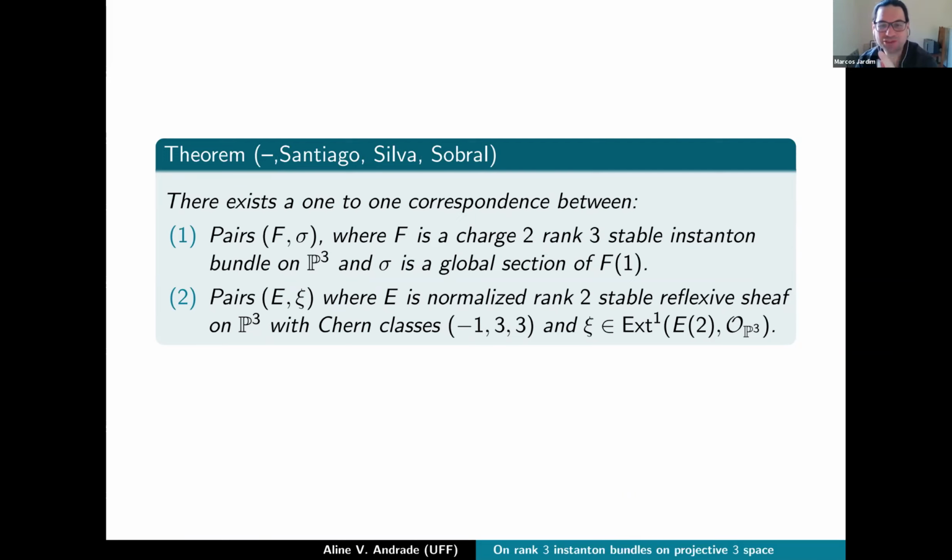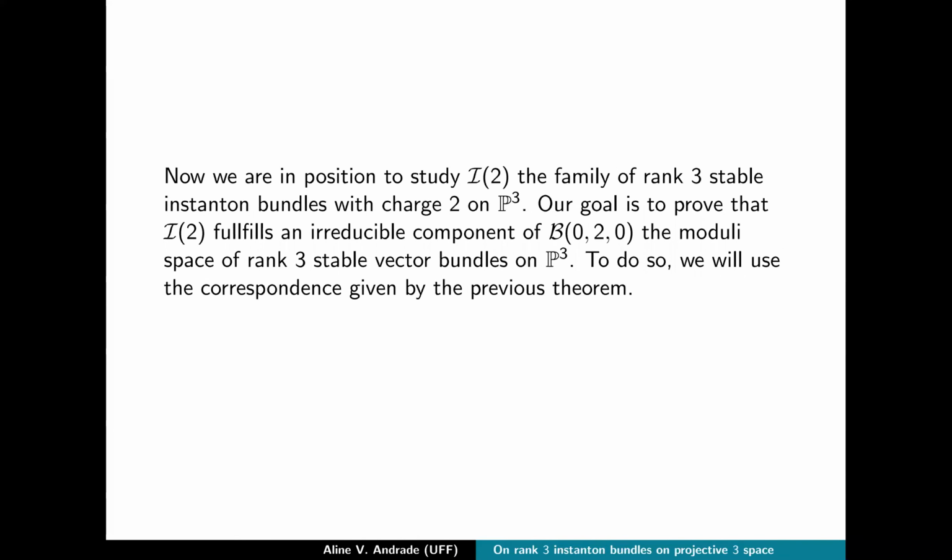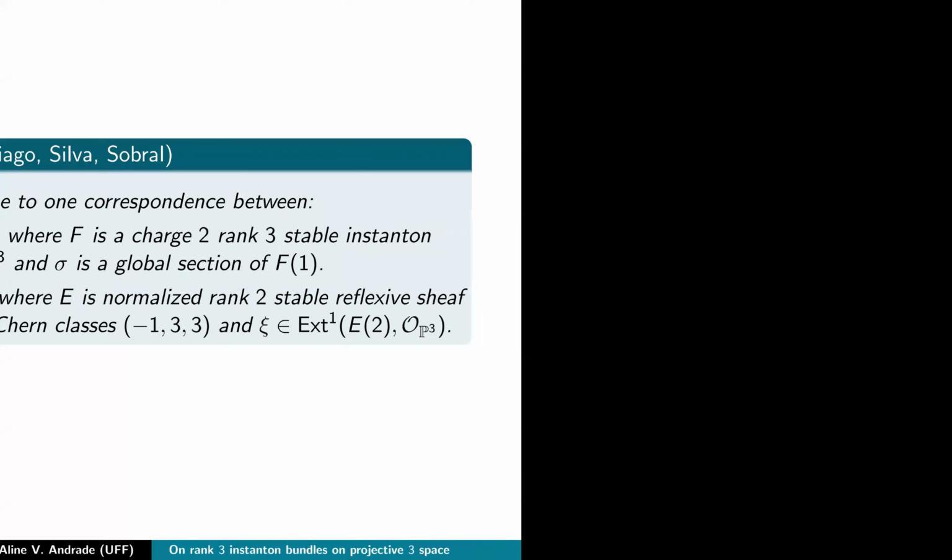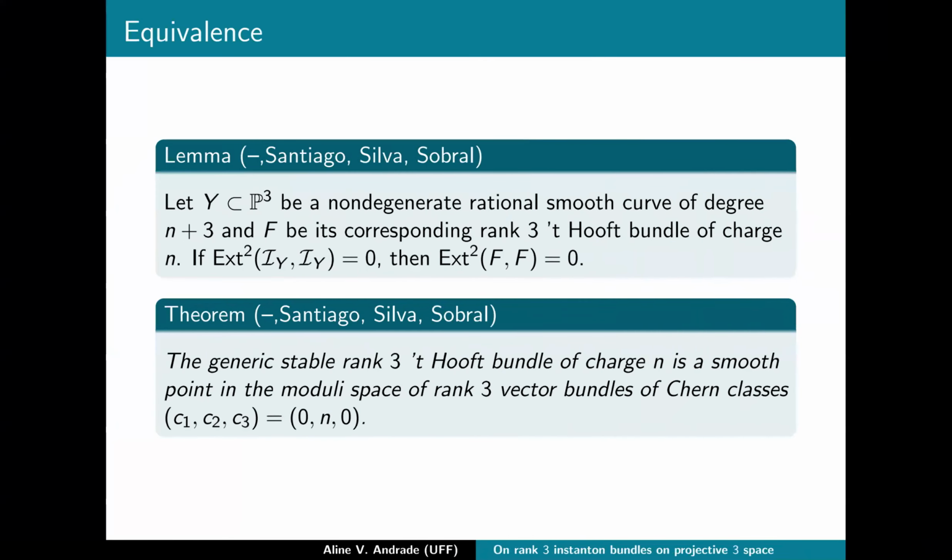But my question for you, Aline, is when you make this correspondence between the 't Hooft bundles and the rational curves, are the 't Hooft bundles stable in the rank 3 case, say? Yes, they are stable. Let me see. I believe that the result of 't Hooft is that the generic ones are stable 't Hooft bundles. Okay, good. Thank you. Are there more questions?